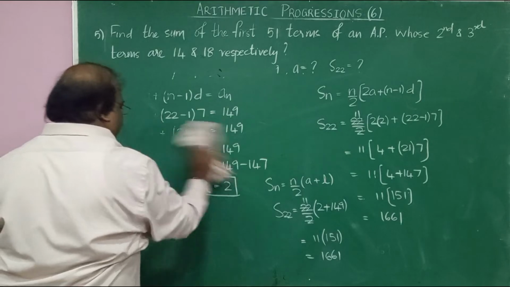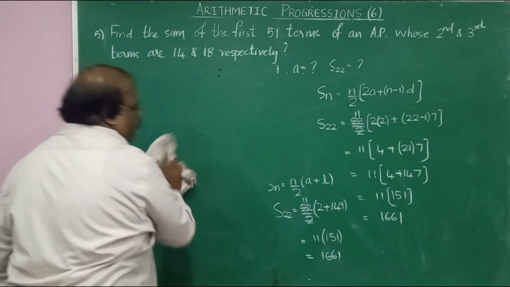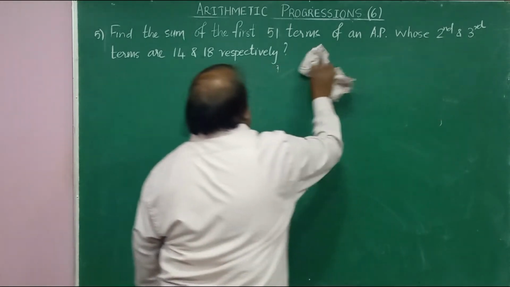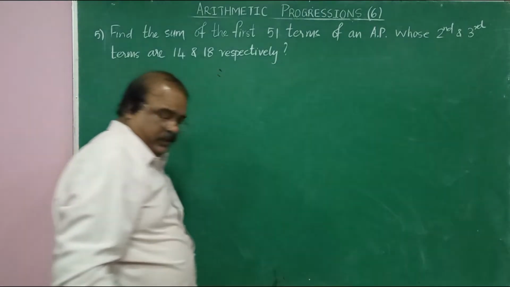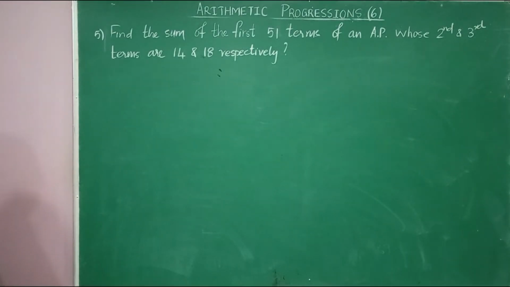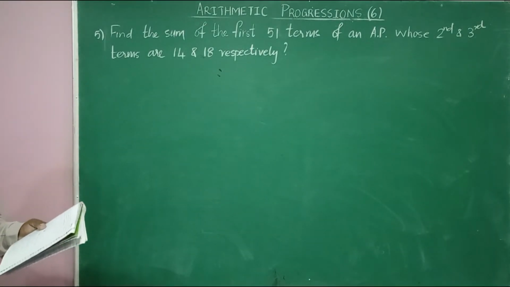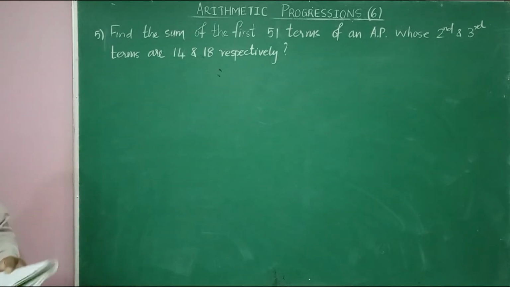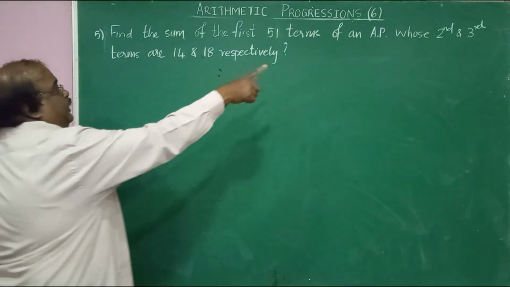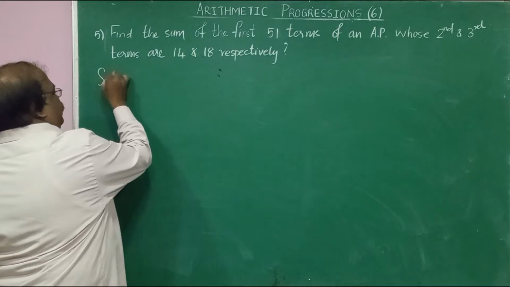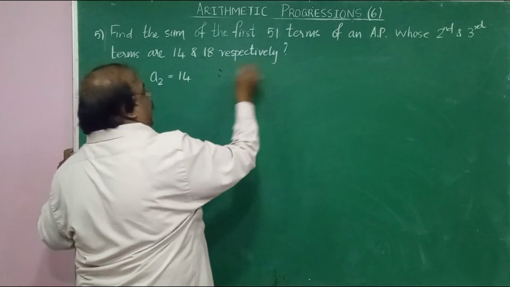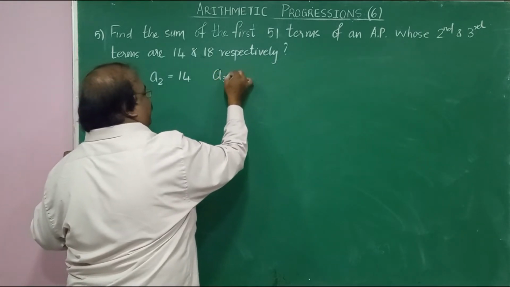Let's read the question carefully. What is given? Find the sum of the first 51 terms of an arithmetic progression whose second and third terms are 14 and 18 respectively. What is given to you? The second term is 14. Solution: I know that the second term is 14 and the third term is 18.